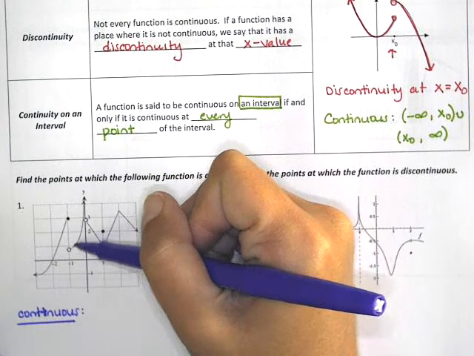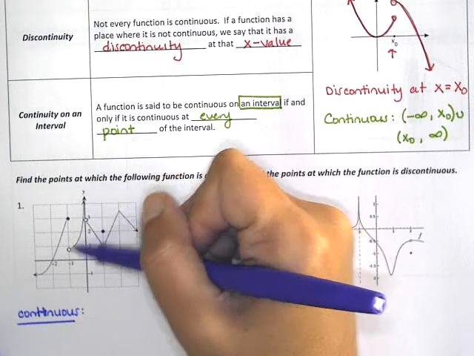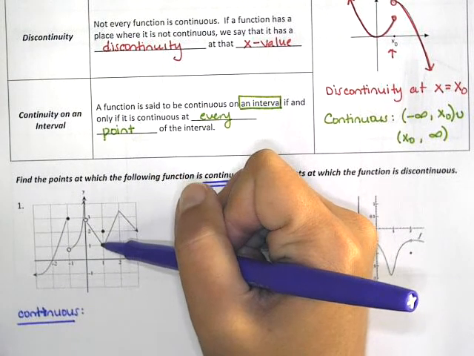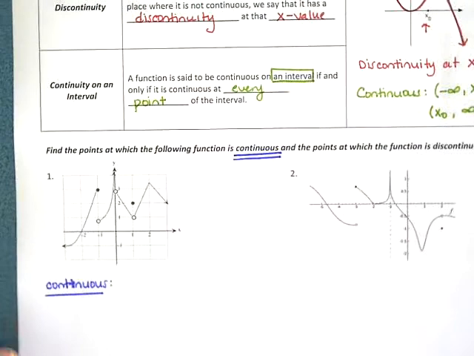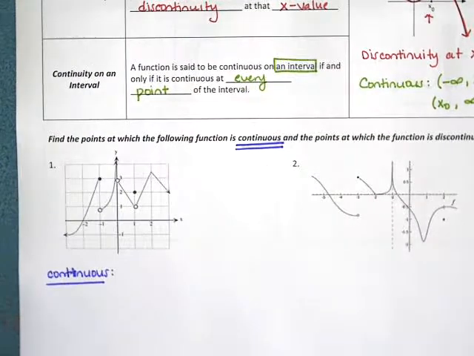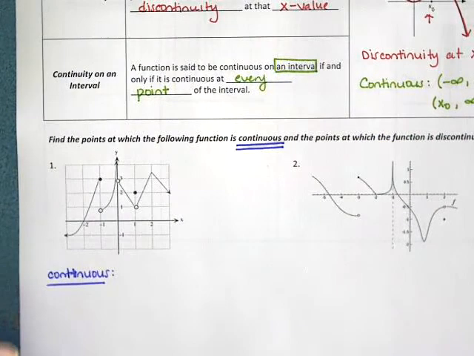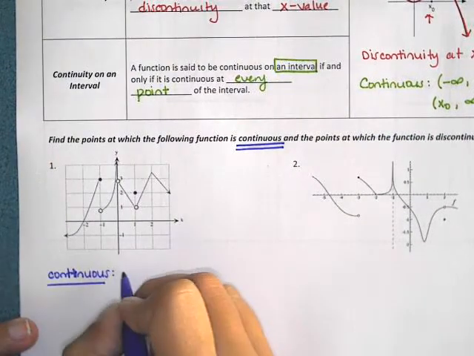Then it's continuous for this entire section of the graph, but it's broken at the 0. Then it's continuous for this section of the graph, but it's broken at the 1. There's a hole there. And then it's continuous past the 1 from 1 to infinity. So if I were to list all of those intervals, here's what I would say.